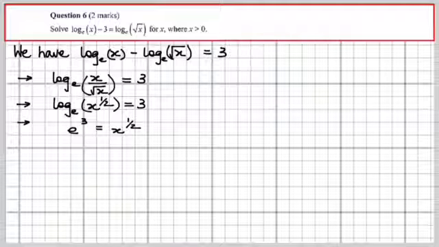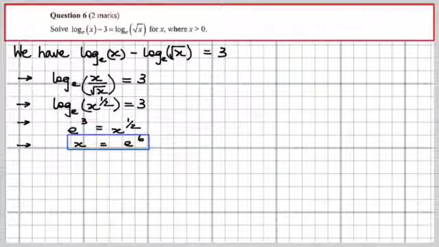Now, what are we going to do now, guys? We are going to square both sides to get x. Yes, x equals e to the 6. Isn't that beautiful? And that's the answer.